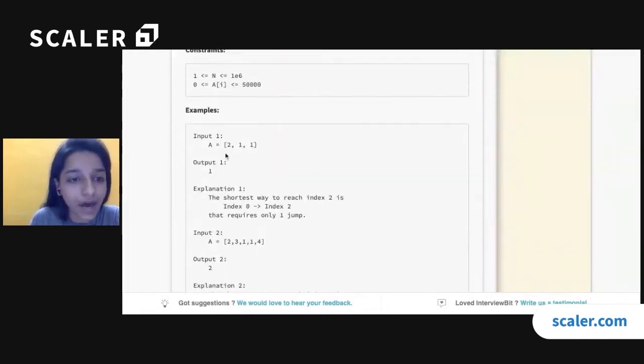Now let's see what the problem says with the help of an example. The array is 2, 1, 1. So the output is 1. Why? Because the problem says that from index 0, we have to reach the last index. So we can simply take a jump of 2 to reach the last index. The element at that position signifies how many jumps we can take at max. We can take a jump of 1 or a jump of 2 for this particular element. Here we can take just a jump of 1. Again, just a jump of 1.